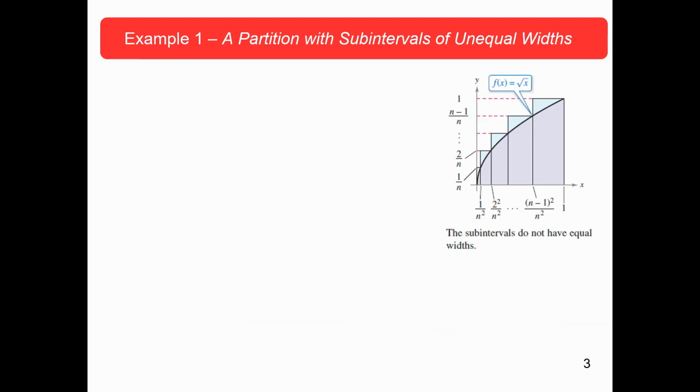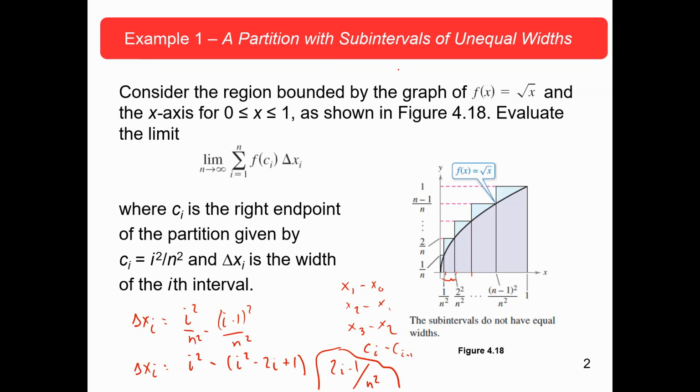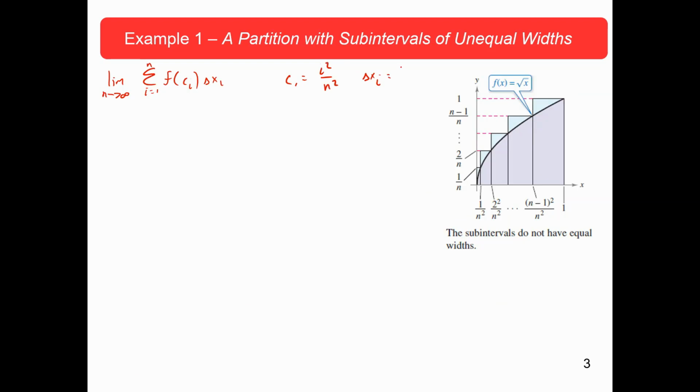So now, we know we're finding the limit as n approaches infinity of the sum from i equals 1 to n of f of ci delta xi. Now, we know ci is given as i squared over n squared. We know that delta xi is what? 2i minus 1 over n.